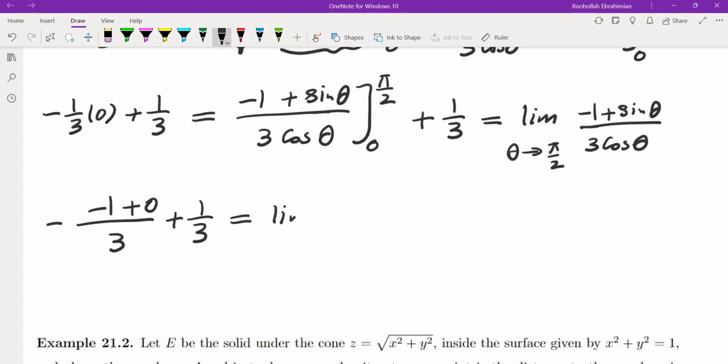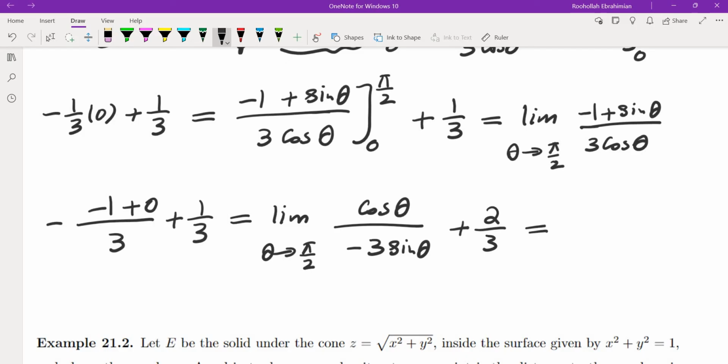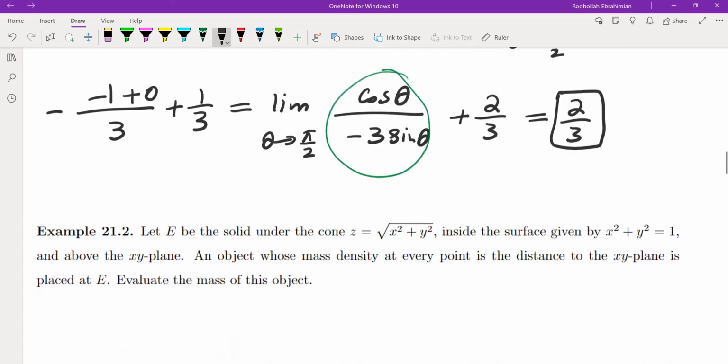So let's take the limit of the first one as theta approaches pi over 2. We have to use L'Hopital's rule, because when you plug in pi over 2, minus 1 plus sine of pi over 2 is 0, over cosine of pi over 2, which is also 0. Taking derivatives, we get cosine of theta on top over minus 3 sine of theta. So using L'Hopital's rule, we get this plus 1/3, which is 2/3. When we plug in pi over 2, cosine of pi over 2 is 0 and sine of pi over 2 is 1, so we get 2/3. So the answer to this problem is 2/3.